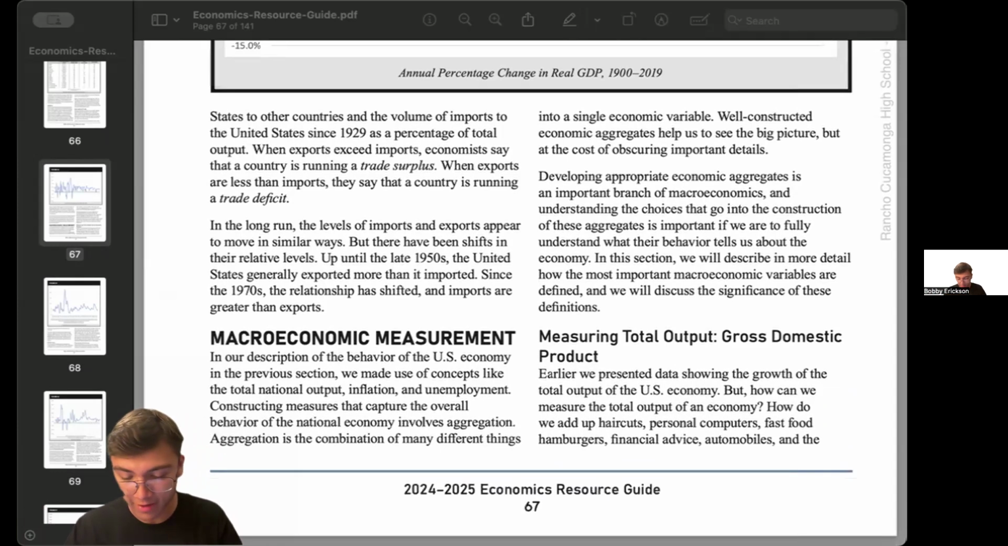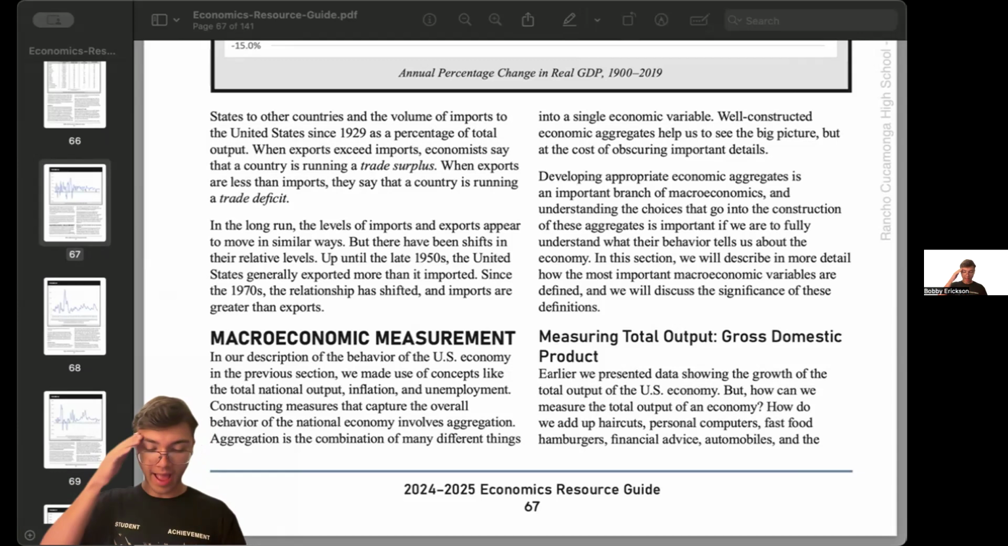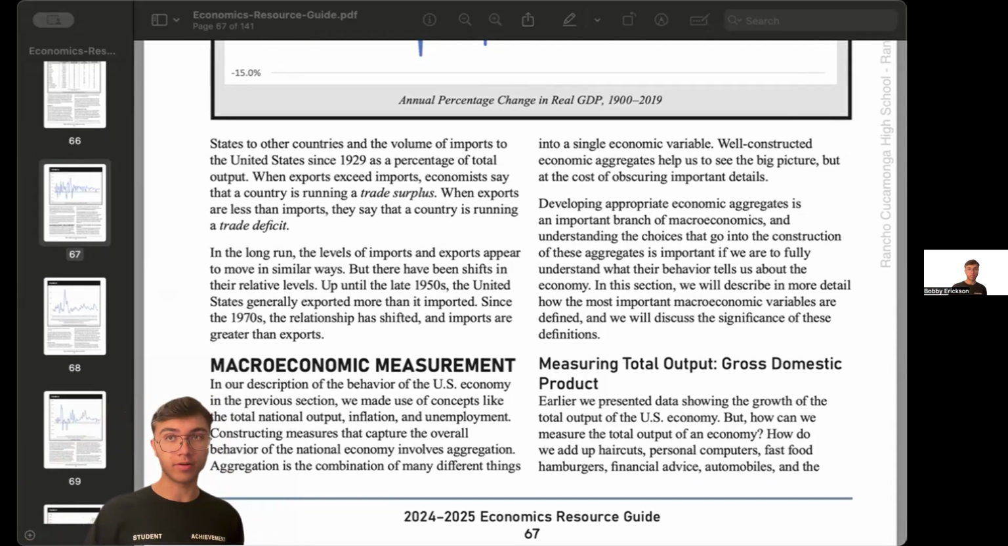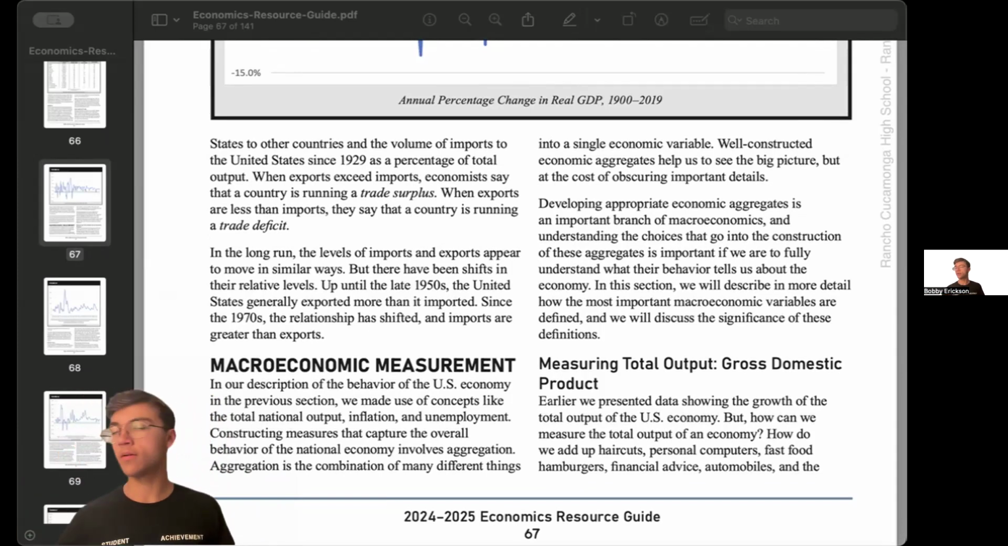Okay, so next up, we get to talk about macroeconomic measurement as a whole. We saw in the previous section how the US economy is seen through the lens of total national output, inflation, and unemployment as a whole. If we try to construct measures that capture that overall behavior of the national economy, it means we're trying to put all of the overall behavior into one thing. We're trying to add all of them up. That is what aggregation is. Aggregation is a combination of many things into a single economic variable, as we said. This can help us see a bigger picture, and we don't have to look at the obscure, small details. Now, this does mean that we don't get to look at the important details that may be small and obscure, but overall important.